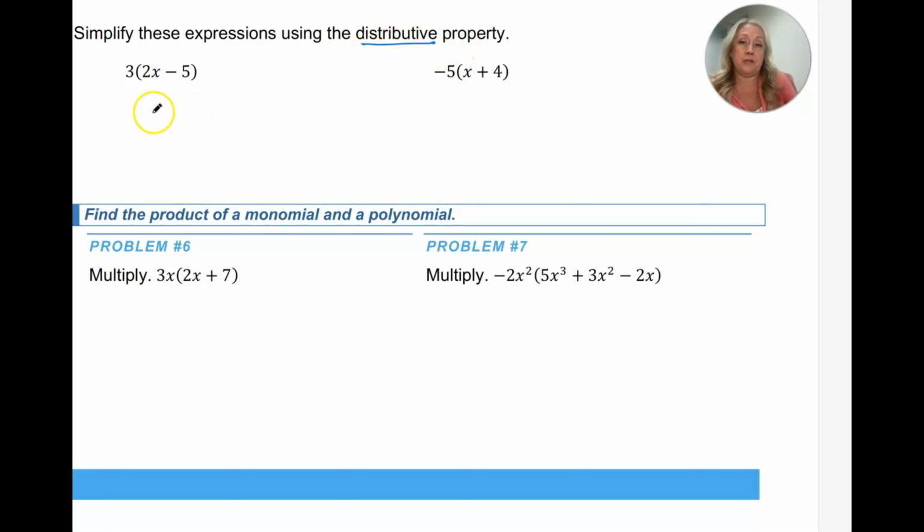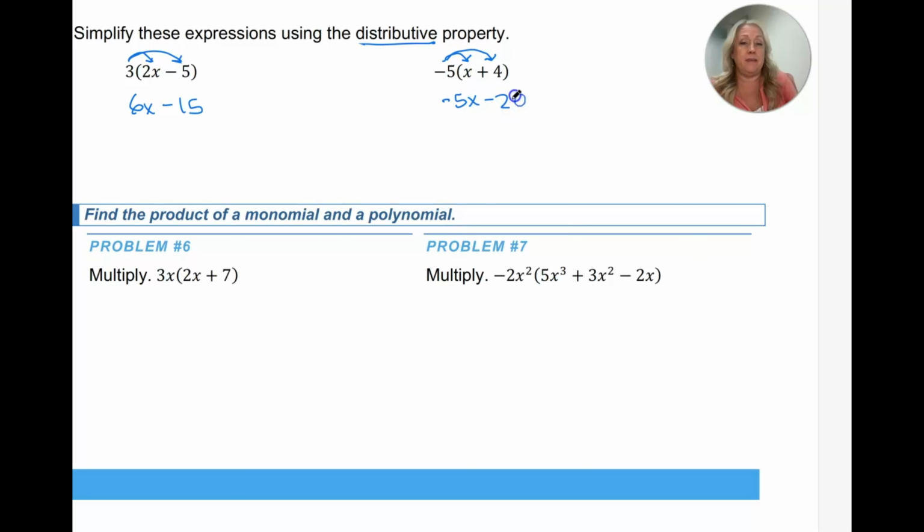So the distributive property is telling us that we need to distribute whatever number is on the outside here to both of the terms on the inside. And when I distribute it, I'm connecting those with multiplication. So 3 times 2x is 6x, and 3 times -5 is -15. Over here, we have -5 that needs to be distributed to both. -5 times 1x is -5x. And -5 times +4 is -20.